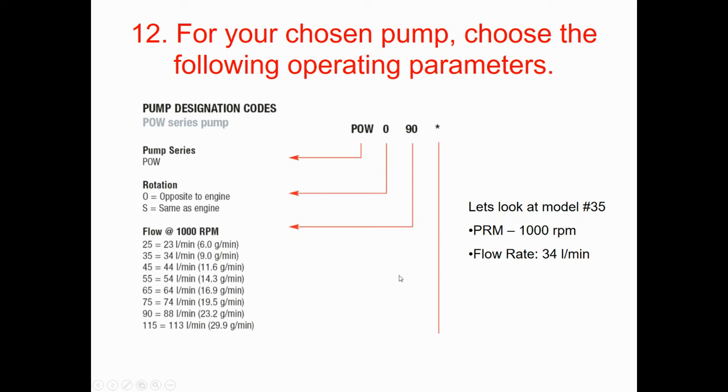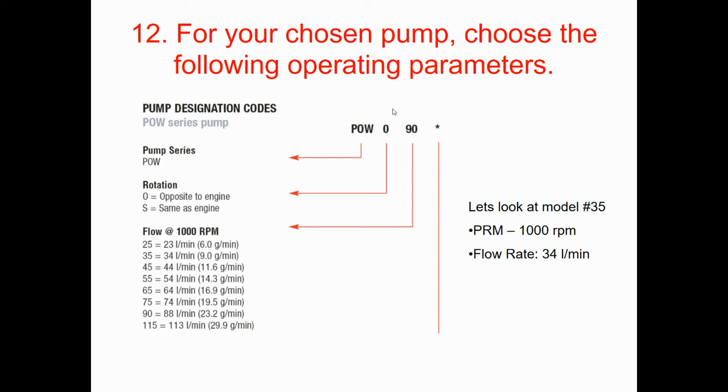Now, for the chosen pump, we need to choose the following operation parameters. How can we find the code? How can we read the code of the pump itself? So the PW is the pump series. The O is going to tell you about the rotation direction. The O is going to be the opposite to the engine, or the S is going to be the same as the engine. So if the engine is rotating clockwise, the shaft is going to rotate clockwise. Or we can design it to be the opposite. In that case, we will need to use a gearbox.